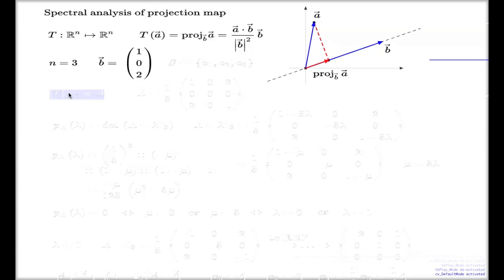When I upload my slides on the website, I'll put the proper references to these earlier discussions. Right now, you have to believe me that we have done so. The matrix of this map, for this particular choice, three-dimensional with such a B, if I call this matrix A, we have discovered it was like this: 1/5 times the matrix 1, 0, 2; 0, 0, 0; 2, 0, 4. Like I said, you have to trust me at this point. Well, I can do it even now.